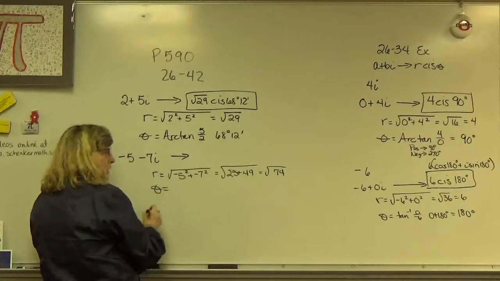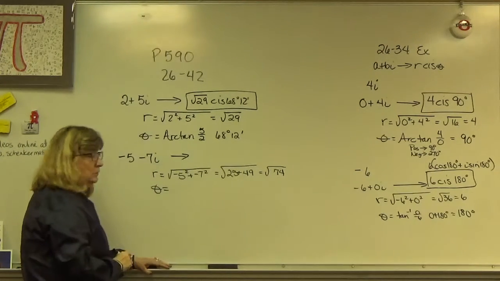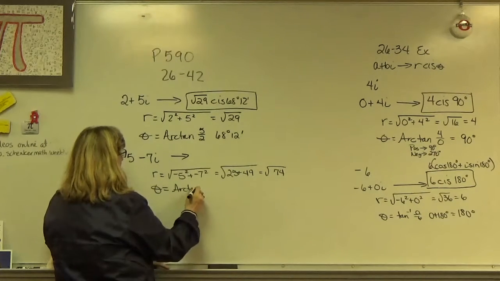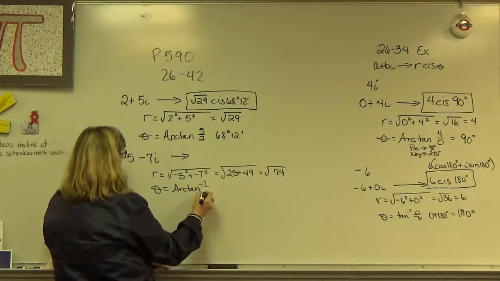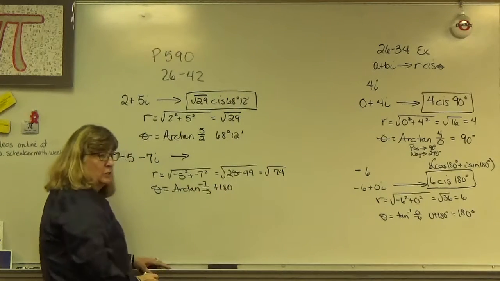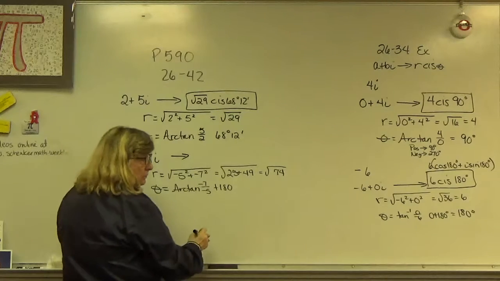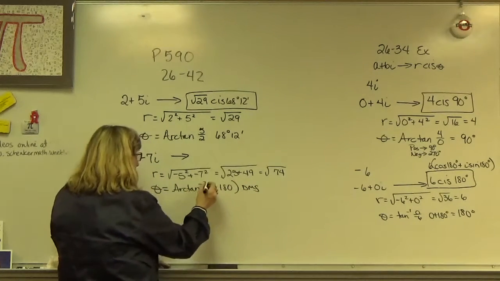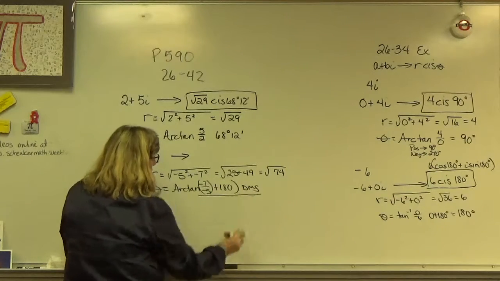Theta, how would I set it up? Tara? Arctan of negative 7 over negative 5, but you need to add 180. You add 180 before you hit degrees, minutes, seconds, right? Yeah. That way you don't have to do it twice. So you do this part first, and then do DMS.